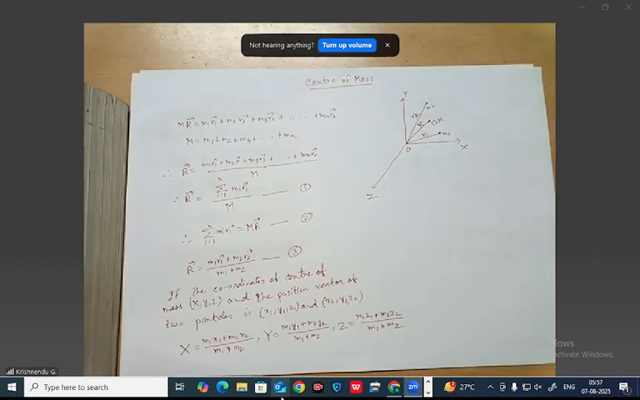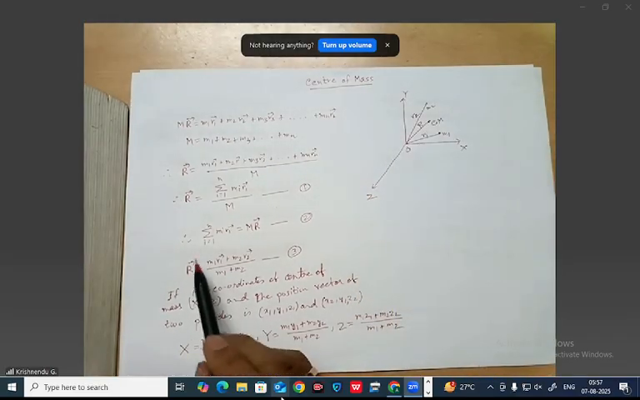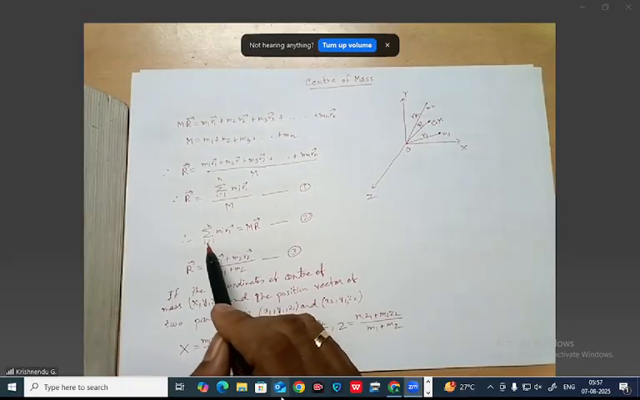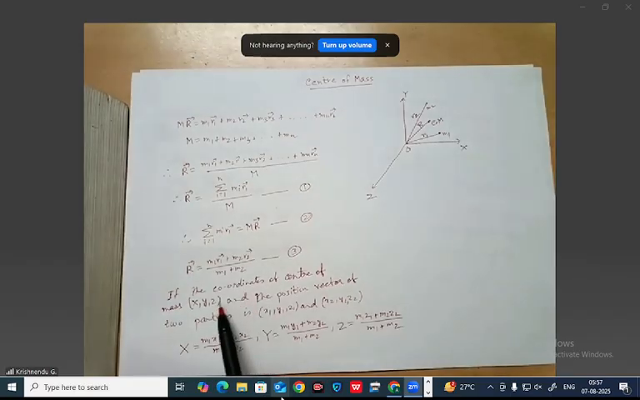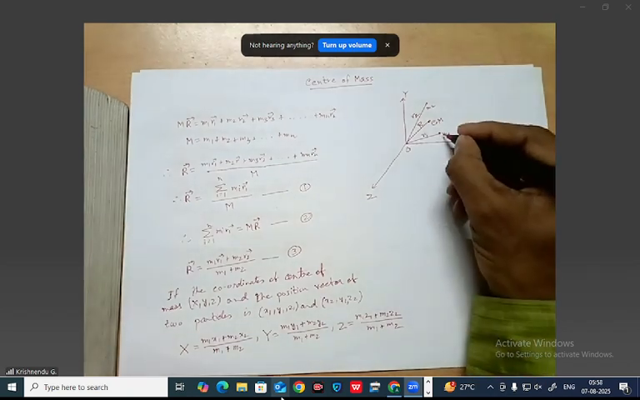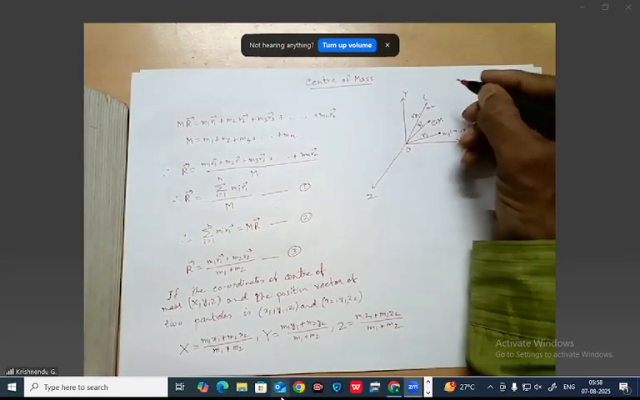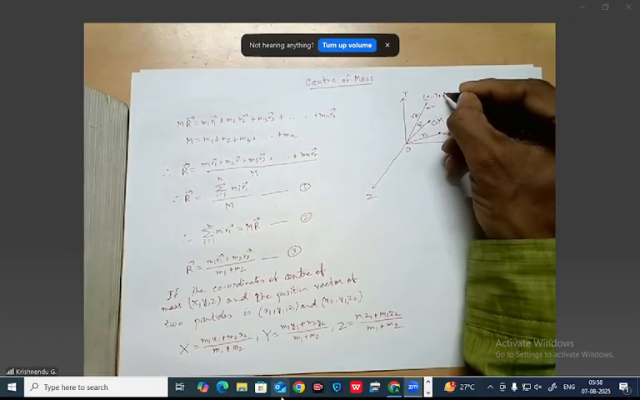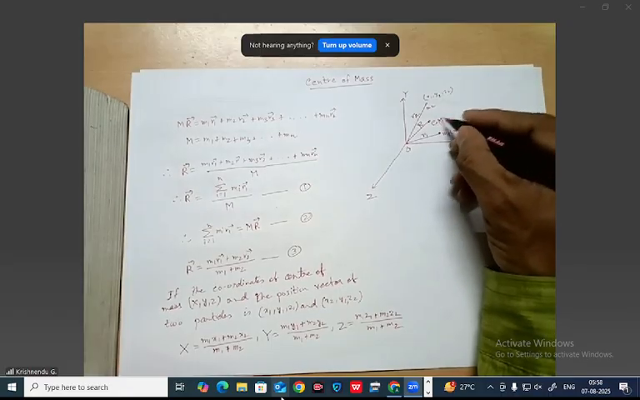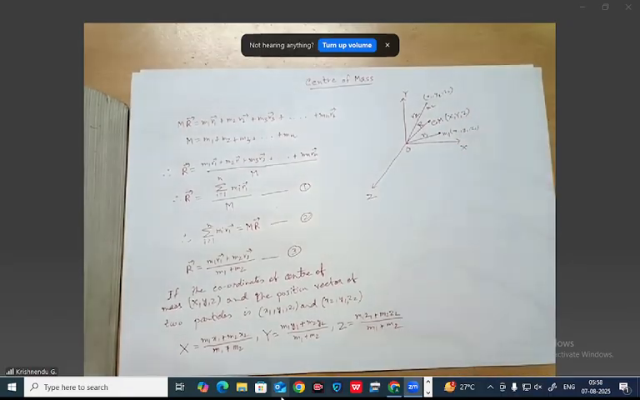In this way, we can find the center of mass of any particles, right? Then we find the motion of center of mass and momentum conservation. This is how the center of mass is defined: summation mi ri, i varies from 1 to n, is equal to M r. The coordinates of the center of mass are x, y, z, and the position vectors of the two particles are x1, y1, z1 for m1 and x2, y2, z2 for m2. Then the position vector of center of mass is capital X, Y. In this way, you have to find the coordinates of the center of mass.